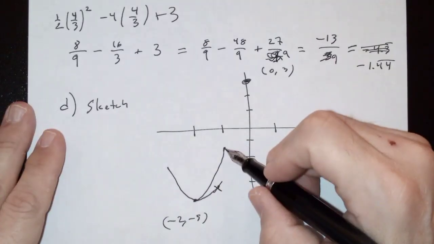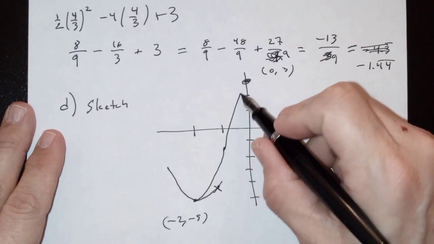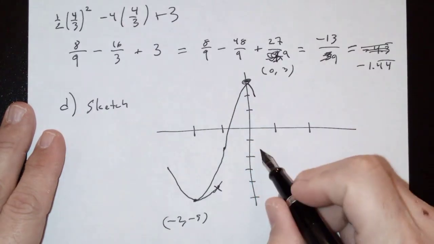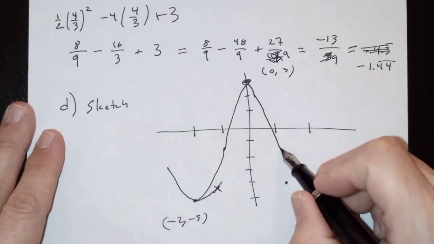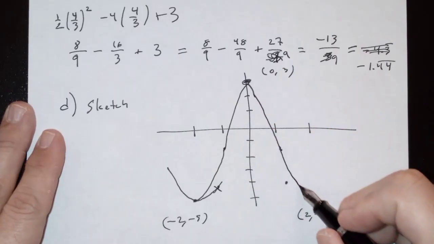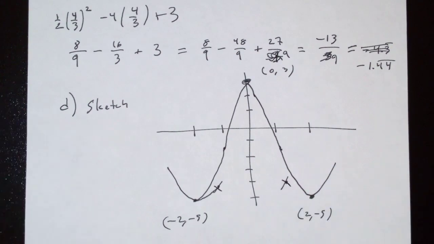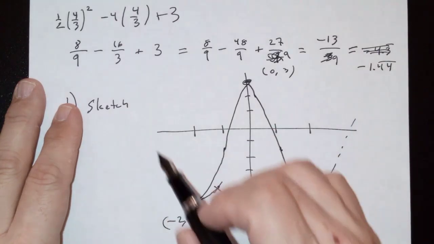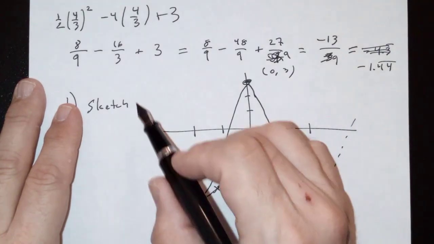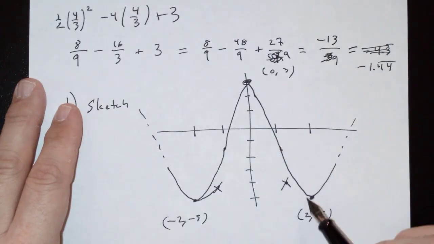And then we turn and we're concave down. And then we're concave up. That's all I can draw. That's the picture I can give you at this point. I do know that this is going to keep going this way. And this is going to keep going this way because we were decreasing, increasing, decreasing, increasing.